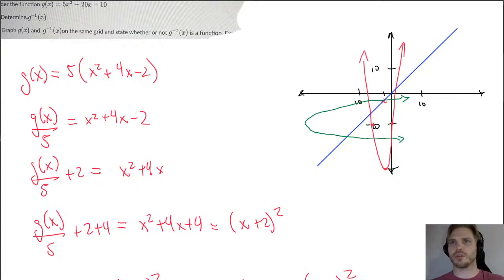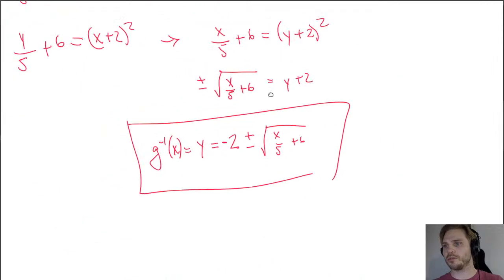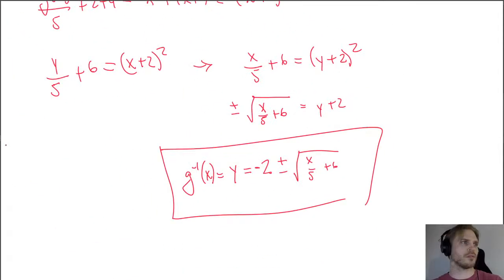All right, what do we get? 5x squared plus 20x minus 10, and then what was our inverse? So we're going to get negative 2 plus square root of x over 5 plus 6. And then I got to copy the negative of that as well. Minus. Okay.